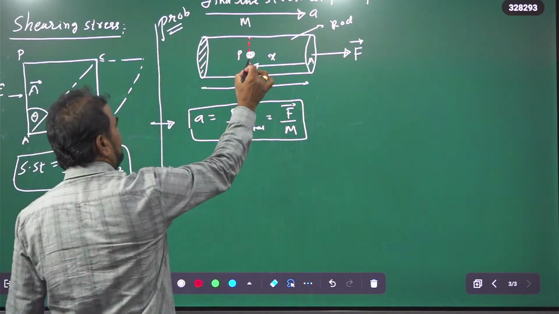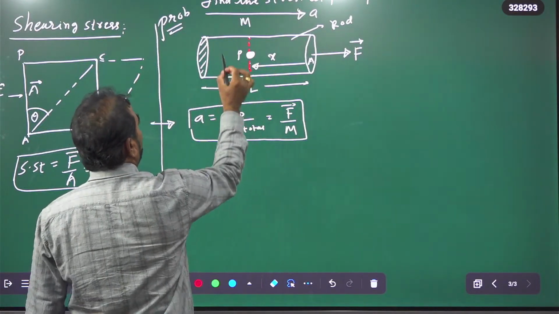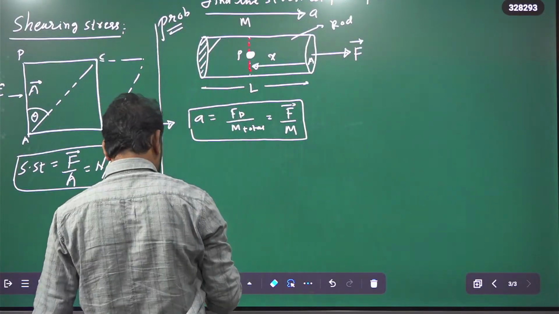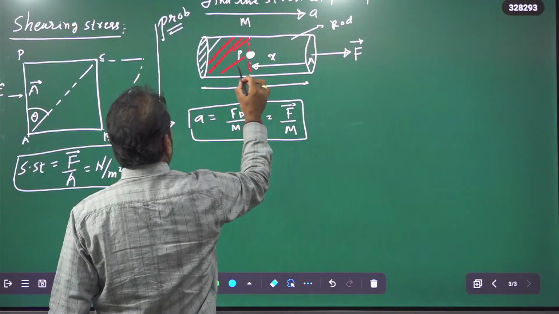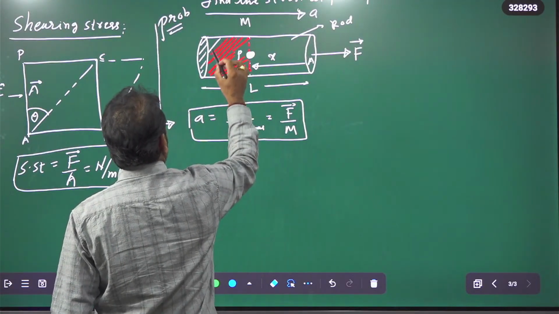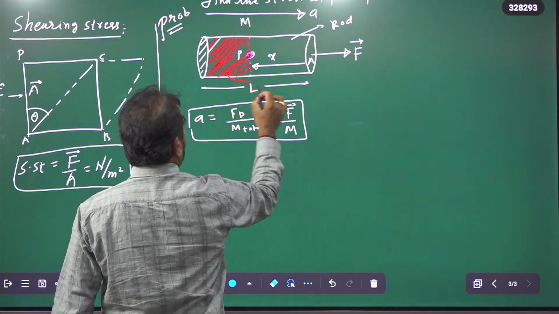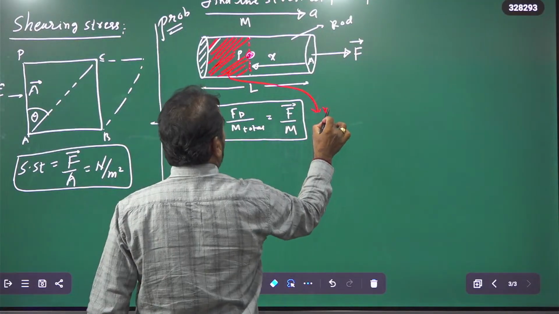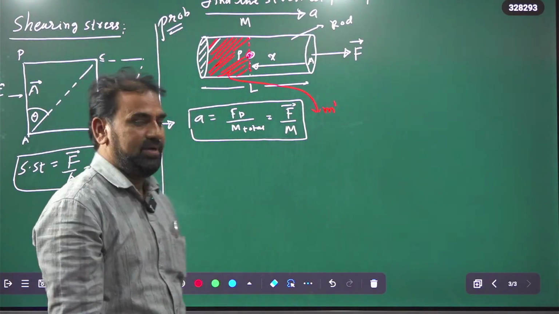At this point P, the stress exists only due to this mass. Which mass? Only this mass is responsible for the stress produced at this point P. Whatever this mass is, we don't know, so let's take the mass to be m dash.